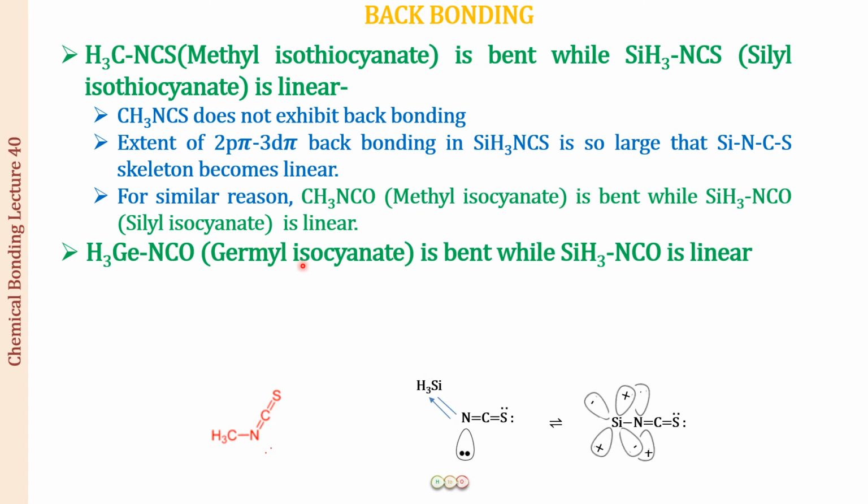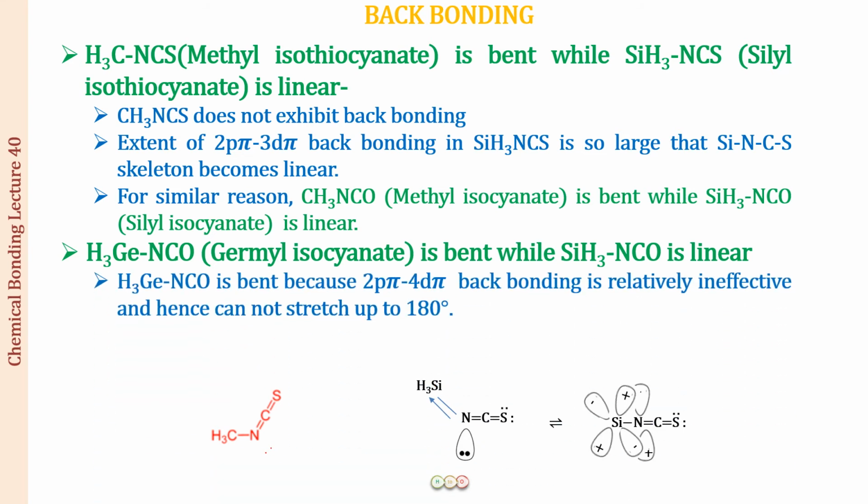We have germyl isocyanate and we have silyl isocyanate, SiH3NCO and GeH3NCO. This one is germyl isocyanate. The silyl one we've already done, so I hope I do not have to tell you. As far as germyl isocyanate is concerned, it is bent in shape because of a 2p pi 4d pi back bonding, which is going to be relatively ineffective.